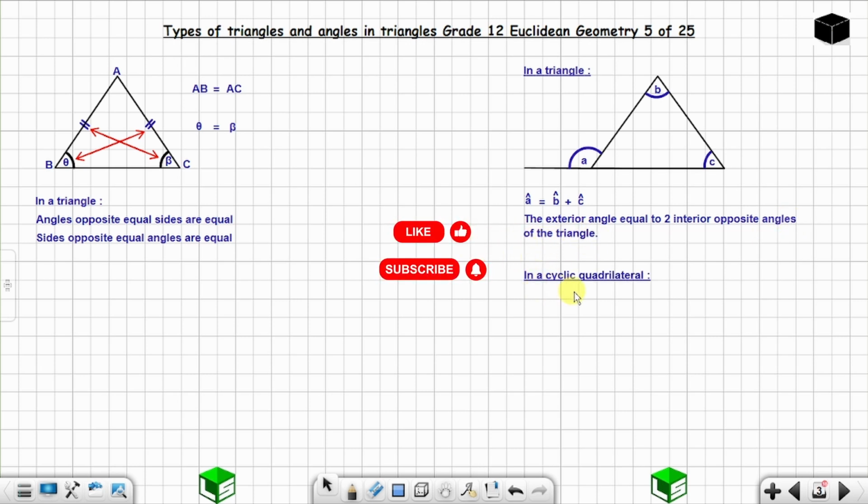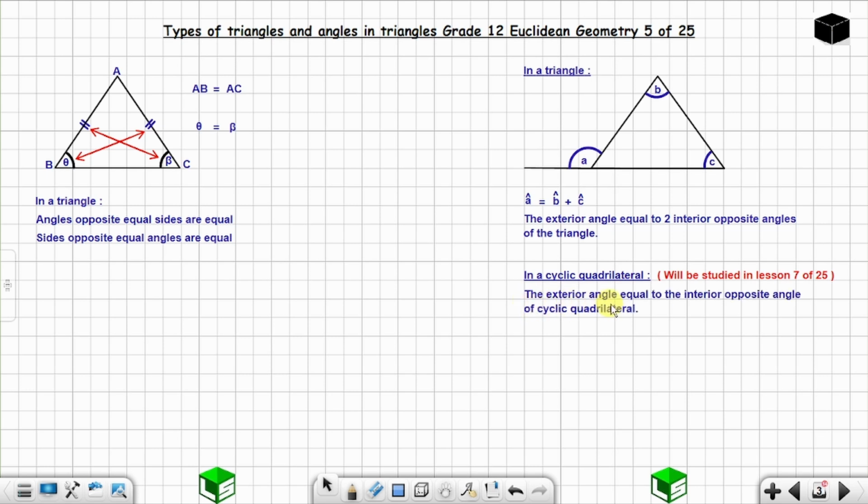And in a cyclic quadrilateral, we are going to see this in 7 of 25. Let me give you this for now. The exterior angle is equal to the interior opposite angle of a cyclic quadrilateral. So the angle A is equal to the angle B. We are going to see this in 7 of 25.